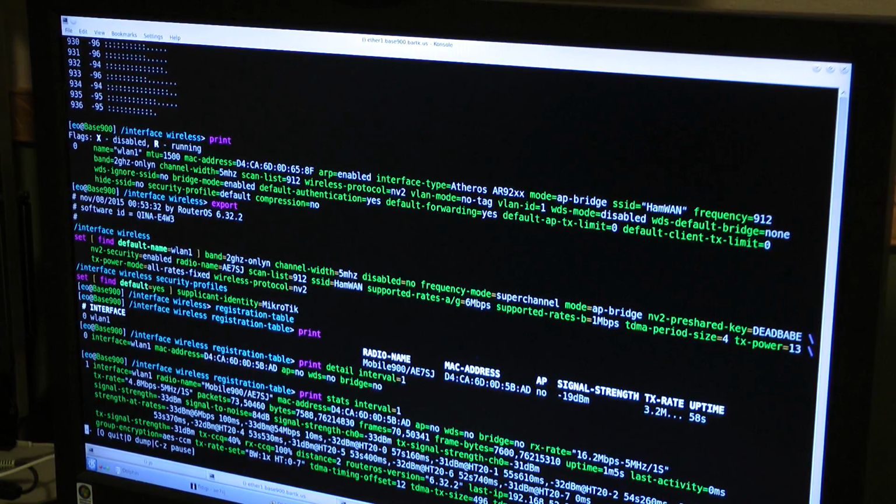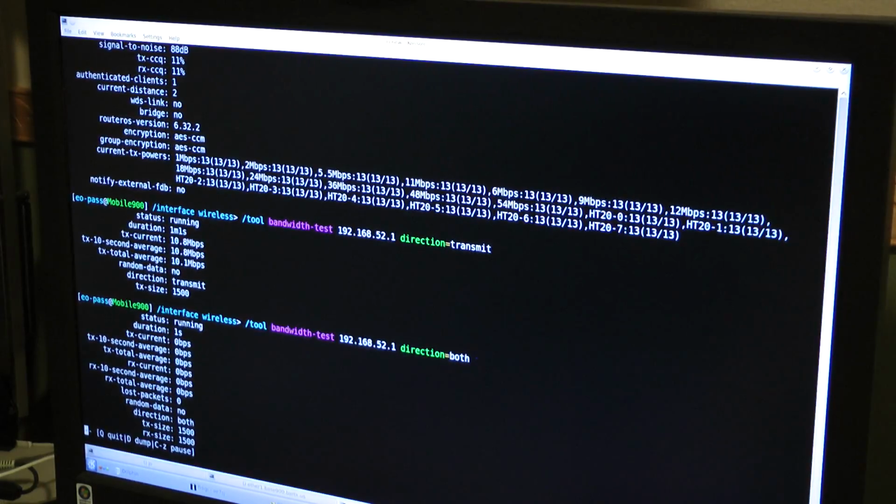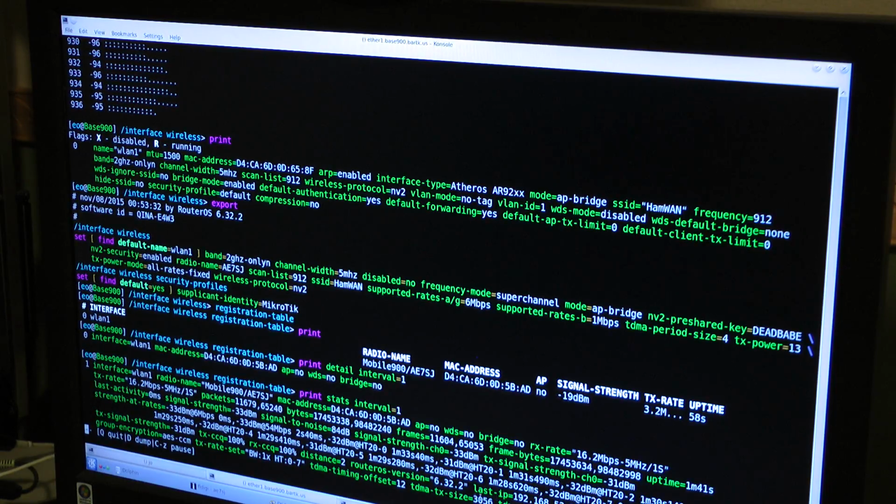So if we did this the other way, or even bidirectionally, let's do both. There we go. We're transmitting 4.8 meg and receiving 4.7 meg. So it's sort of symmetrical. Yeah, both of these rates negotiated to 16.2, and both CCQs are 100%. So that basically means we've got no retransmits. Everybody's happy with the frames that they're receiving. Okay, this looks nice and stable.